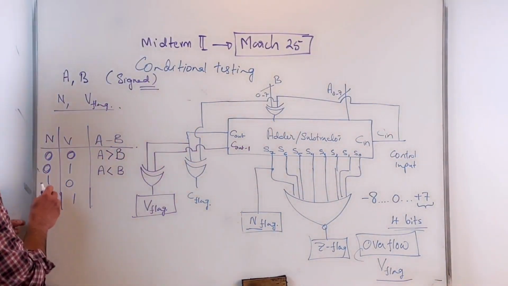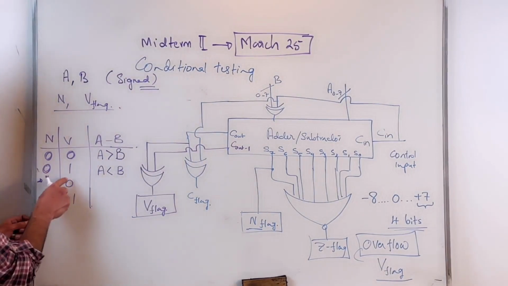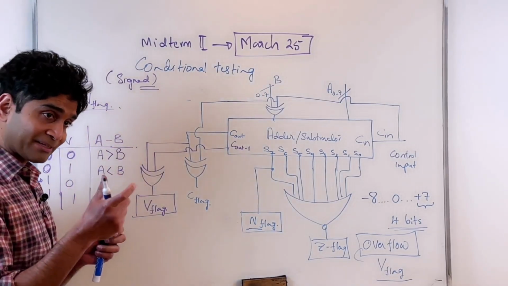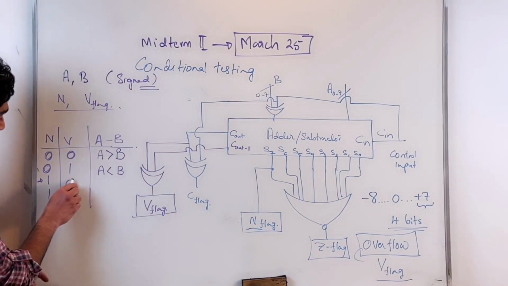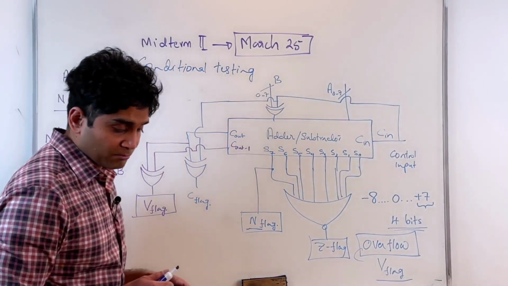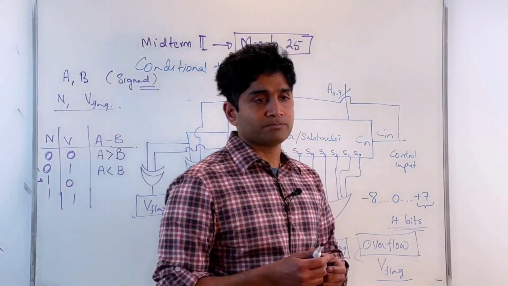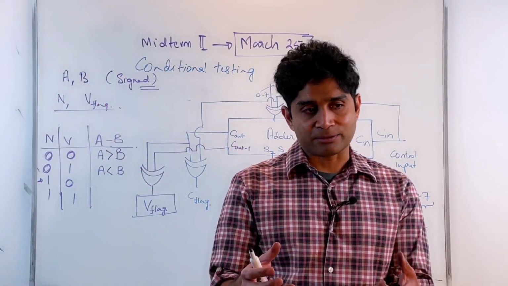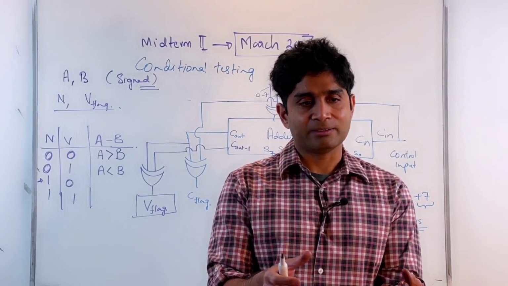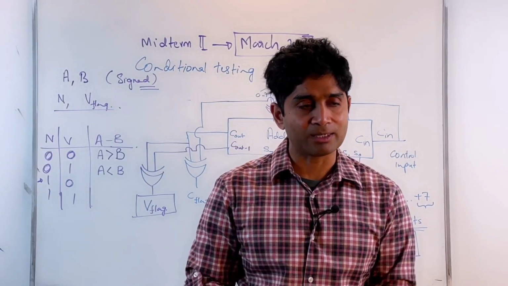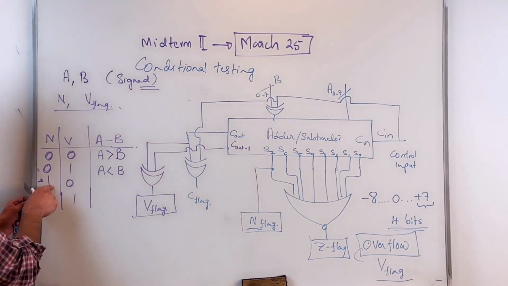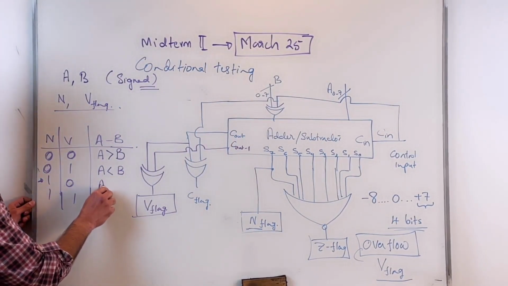What about this condition? In this case, my N is 1. That means the answer looks negative. My V flag is 0. That means I don't have an overflow, right? That means whatever answer I got is the right answer along with the sign. So the correct sign, correct magnitude, whatever answer I got is the right answer. And of course it's a negative answer, so that indicates that A is less than B.